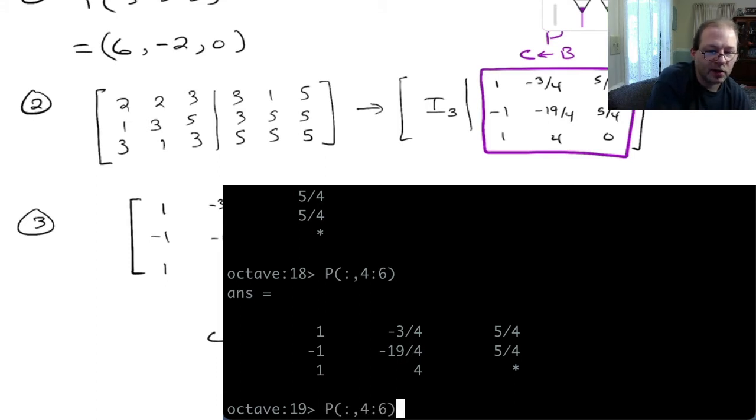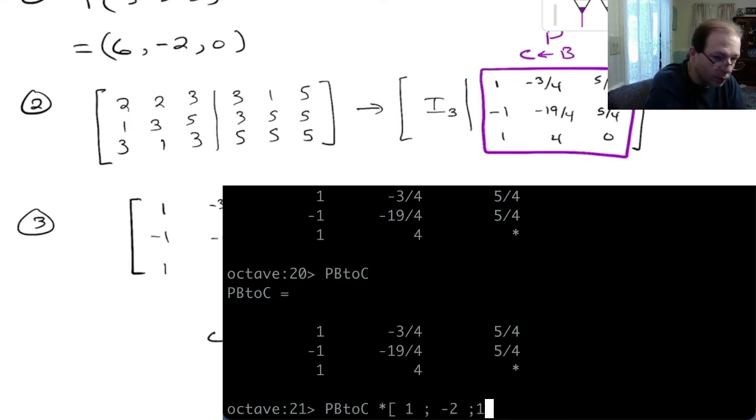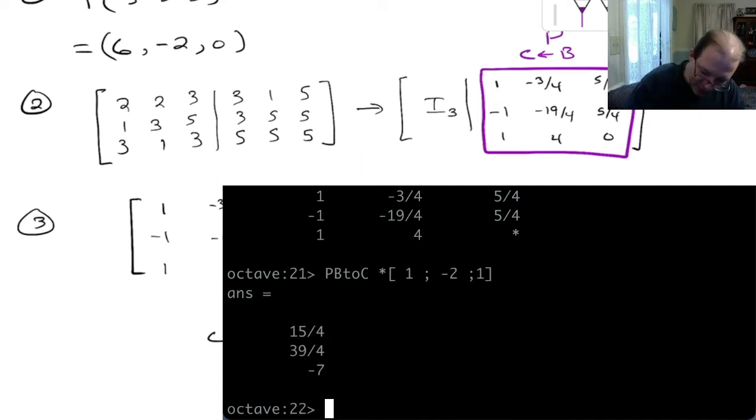So I'm going to take that and give it a name, P, B to C. Okay, so that's my matrix. I'm going to multiply that by the column vector 1, -2, 1. Of course, all that fiddling around might have been quicker just to retype it in. But anyway, this will give us 15 over 4, 39 over 4, -7. So that's my answer for 3.